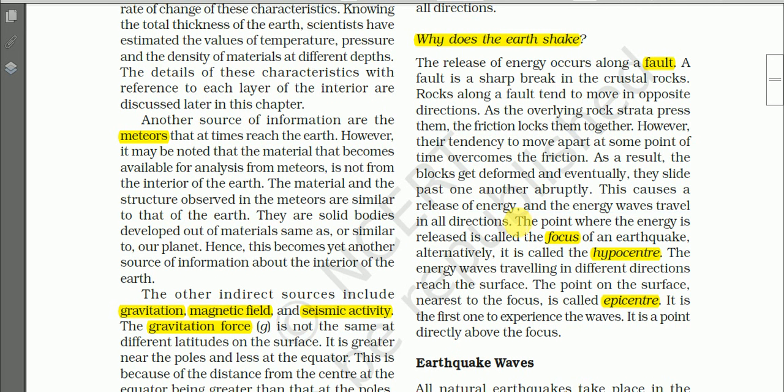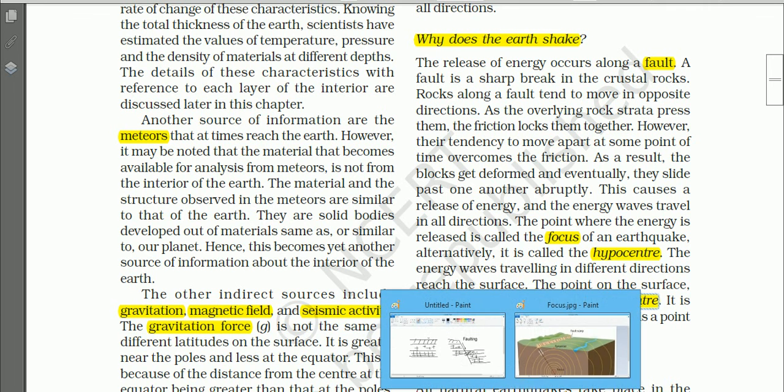The point of origin of the earthquake is known as the focus. The point where the energy is released is called the focus, and it is also known as the hypocenter. The energy waves traveling in different directions reach the surface, and the point on the surface nearest to the focus is called the epicenter. So let me show you another diagram.